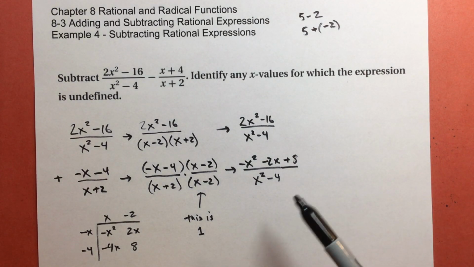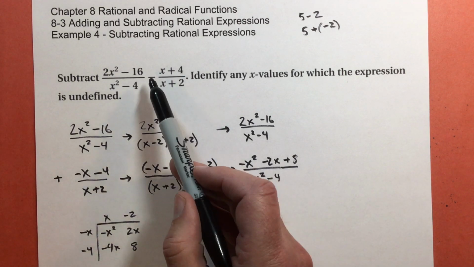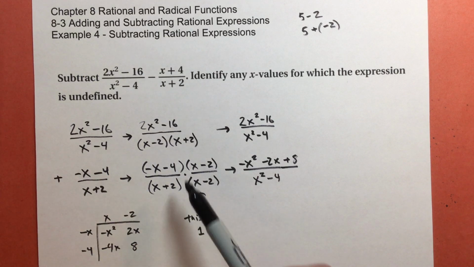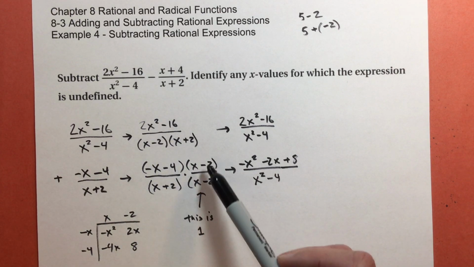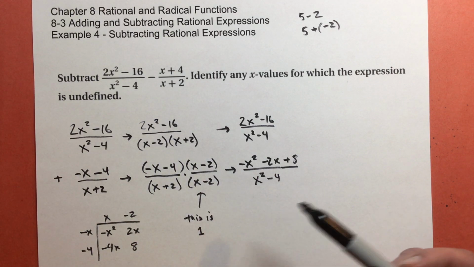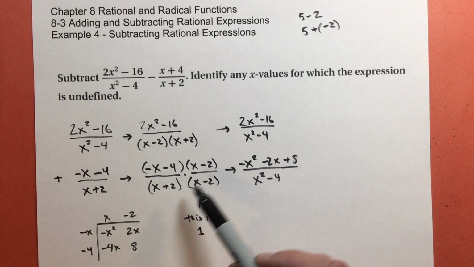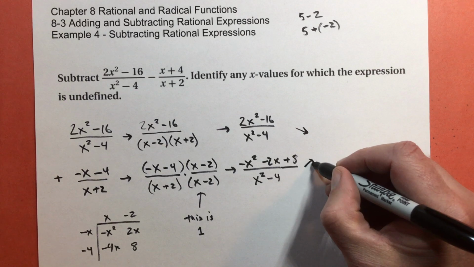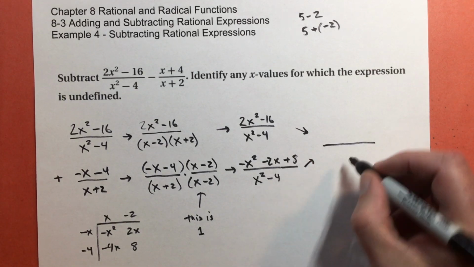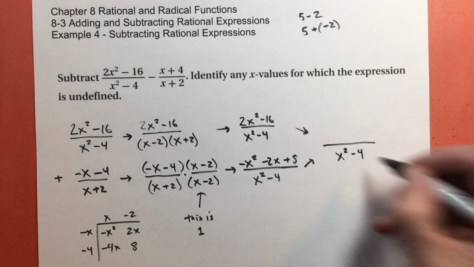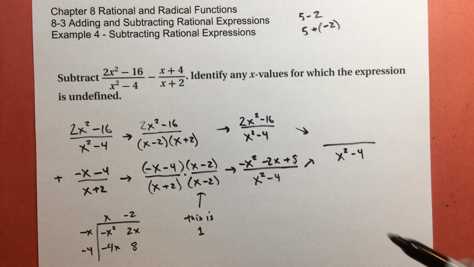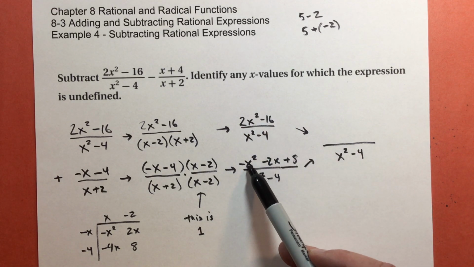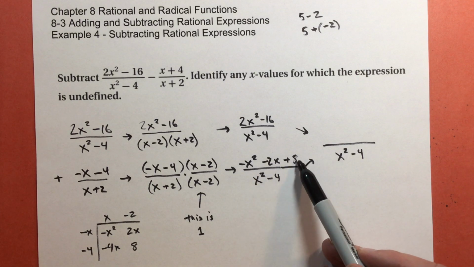So all I've done so far is I distributed that negative to the numerator, so I got that, and then I multiplied the second fraction by 1, x minus 2 over x minus 2. So now I'm going to add these two together. The denominator is still going to be x squared subtract 4. In the numerator, I've got 2x squared subtract 16 plus negative x squared subtract 2x plus 8.